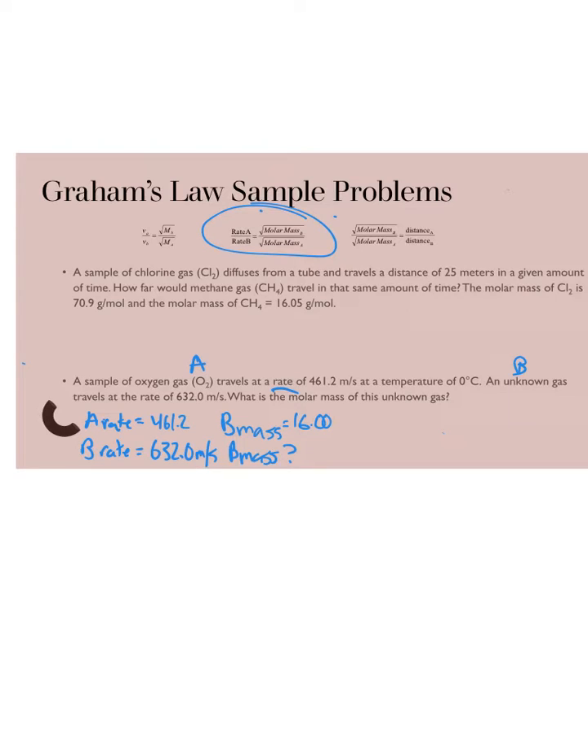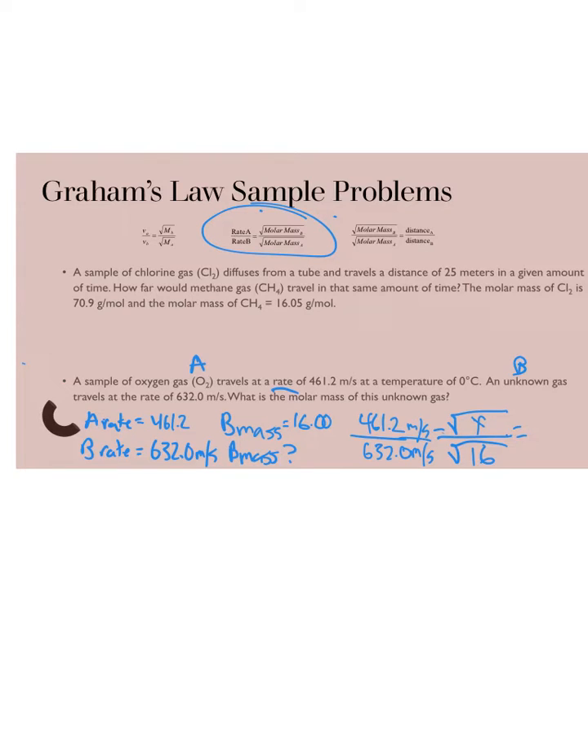So then we plug the numbers in. The rate of A, 461.2, divided by the rate of B, 632.0, equals the square root of the molar masses. The molar mass of B we don't know, so we're going to put X as our variable, divided by the square root of what we do know, and that's 16. Then you can go ahead and solve that for X, which is our unknown mass.